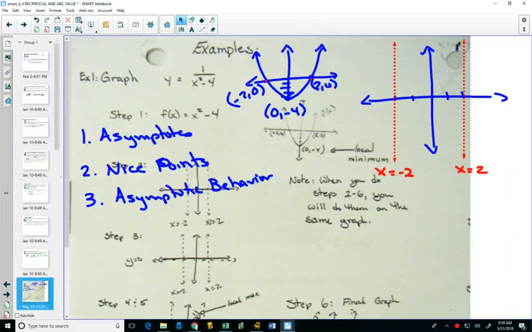To find out if you have a horizontal asymptote, you have to ask yourself, do the y values get bigger and bigger and bigger? Does it go up to positive infinity for my y values or down to negative infinity for my y values? In my original parabola, yes. Can you see that your y values just keep getting bigger and bigger and bigger? So you will have an asymptote at y equals 0. Nice points. Well, I have (0, -4).